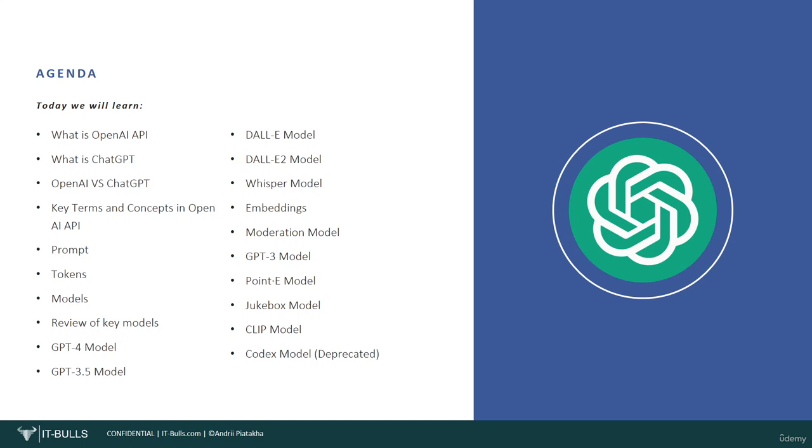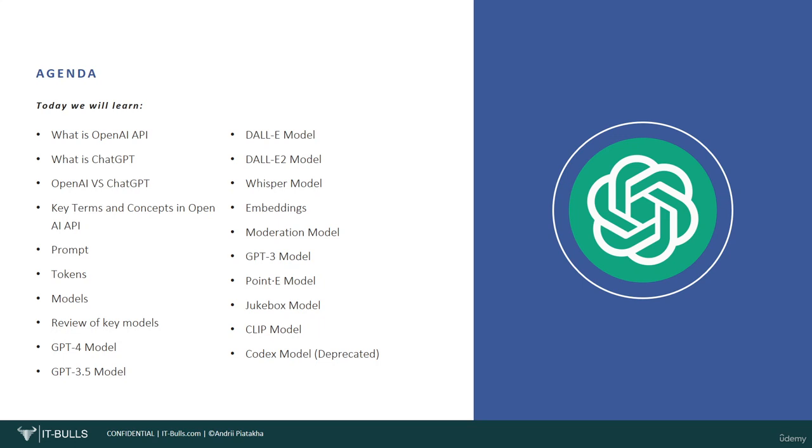We are going to start by understanding what OpenAI API is. Then I will explain what ChatGPT is. I bet you already know what OpenAI API and ChatGPT are, at least on a high level, but we need to make sure that we build a strong foundation for our future learning. I will explain such key concepts in OpenAI API as prompt, tokens, and models. And after that, I will give an overview of the key OpenAI API models.